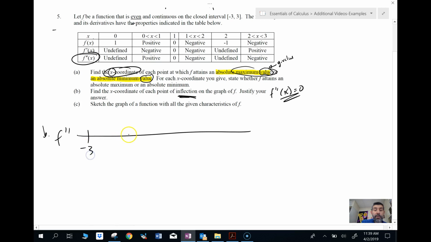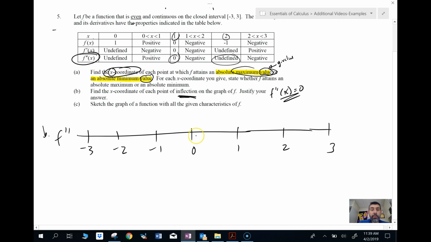I'm going to go from -3. And let's see what we have here. We have undefined at 0. We have 0 at 1 again. We have undefined at 2. And then we'll go to 3. And so I'm going to mirror this time. I'm going to go all the way like that.